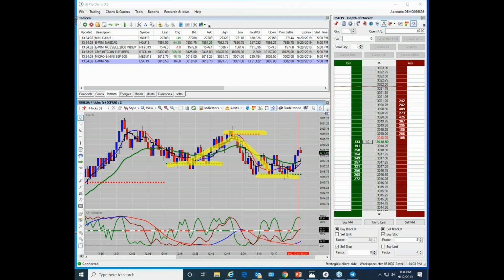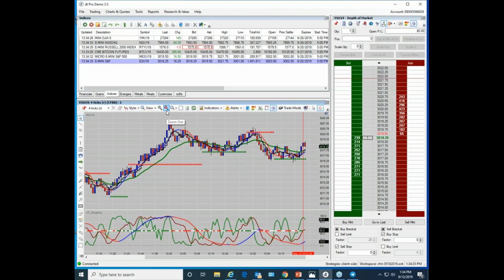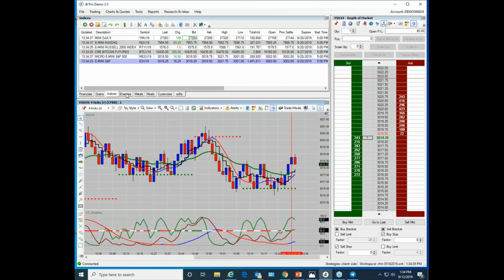So what that means is, see if I can erase this. I wouldn't get excited about getting short until we took out dynamic support or this dynamic resistance level. We'd have to trade north of this level here or south of this level here before I would start thinking about doing anything in the ES. That's what that means. So right now, ES is not trending. So we go to the next market.